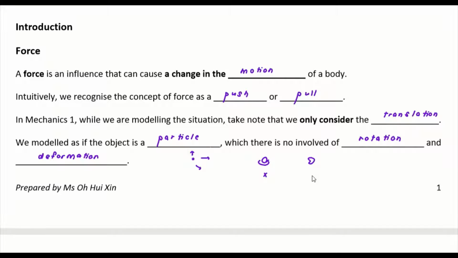So we only look at it as if it's a dot, like a very tiny particle. That's why there's only translation that happens. It's like a 2D plane only. Okay, so that's the idea.